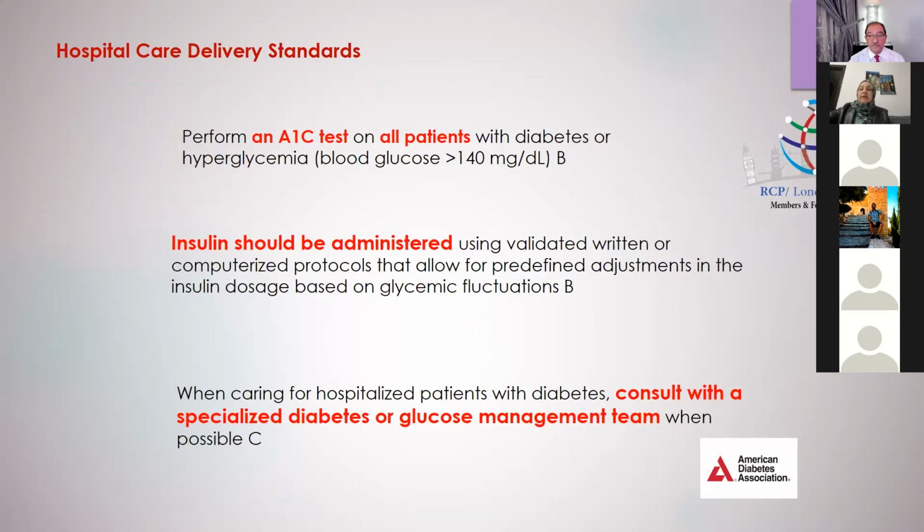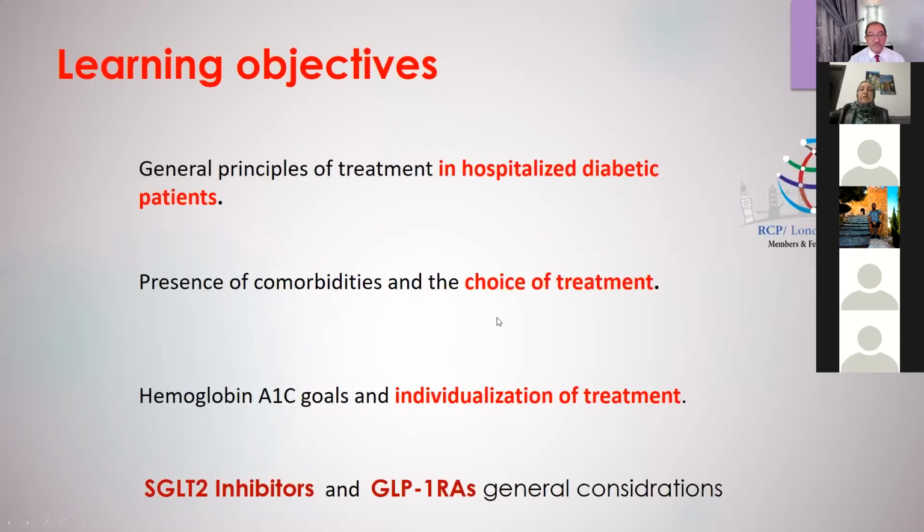First slide, please. Learning objectives. The learning objective of this lecture is as follows. First thing, treatment in the hospitalized diabetic patient, which is very important. What are the bases of the treatment in a diabetic patient inside the hospital? Second thing is the choice of a treatment depending on the comorbidity. The effect of comorbidity and the choice of treatment is very important and linked together.